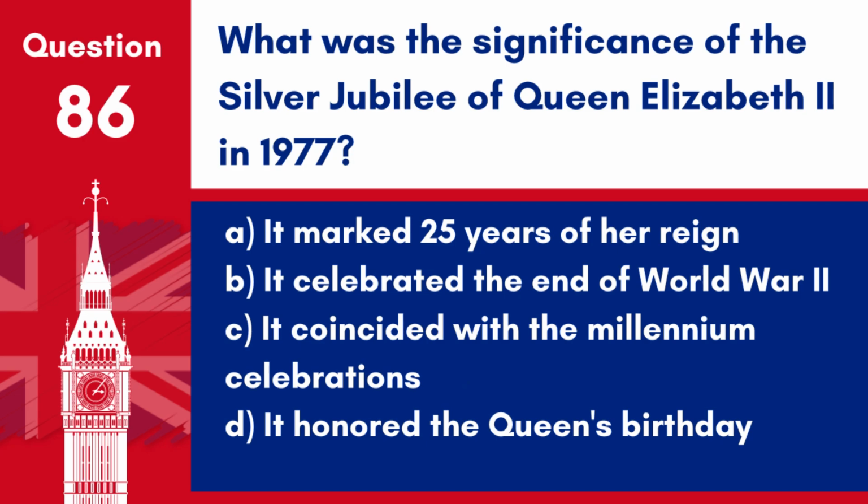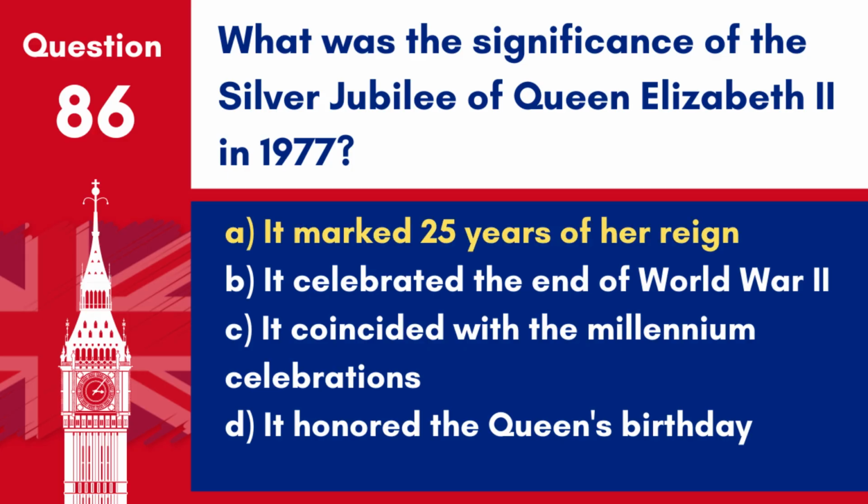Question 86. What was the significance of the Silver Jubilee of Queen Elizabeth I in 1977? A. It marked 25 years of her reign. B. It celebrated the end of World War II. C. It coincided with the Millennium celebrations. D. It honoured the Queen's birthday.